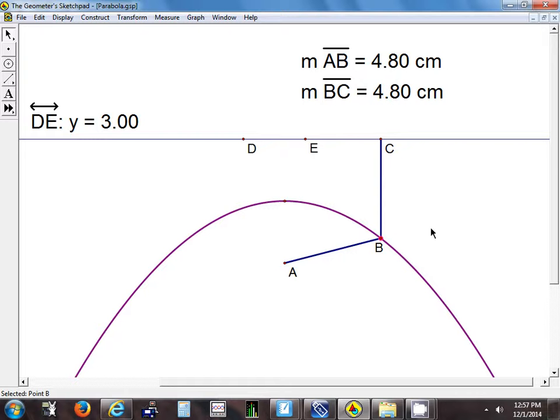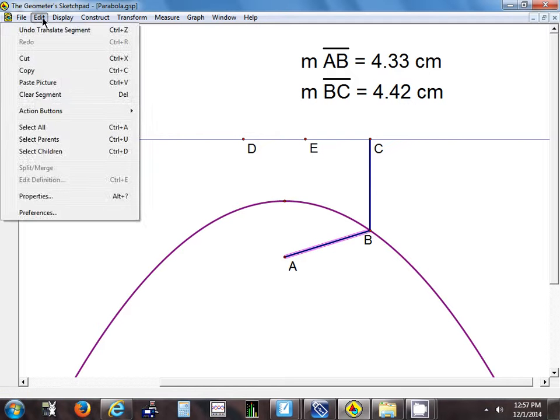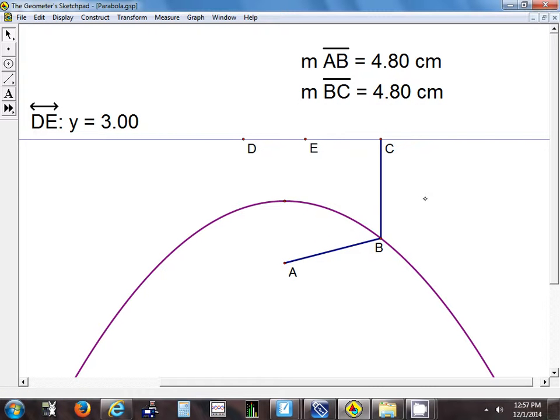So no matter how you move that point, AB and BC always come out the same. Don't look the same. That's because I keep moving. You mean those two distances? Yeah, AB and BC. They are measured. They're the same.